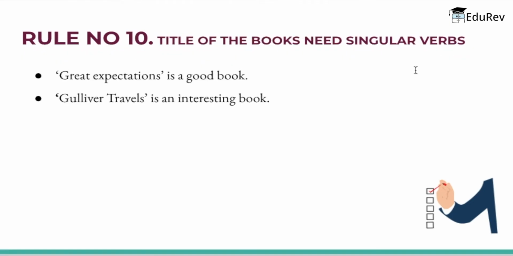Let's move on to rule number 10. Rule number 10 states what? It states that title of the books needs singular verbs, like for example Great Expectations or Gulliver's Travel.